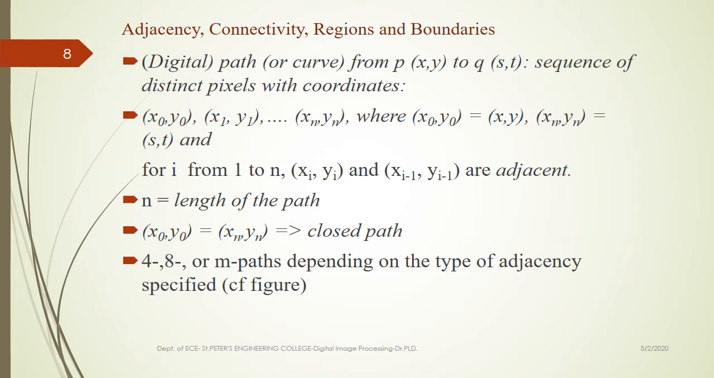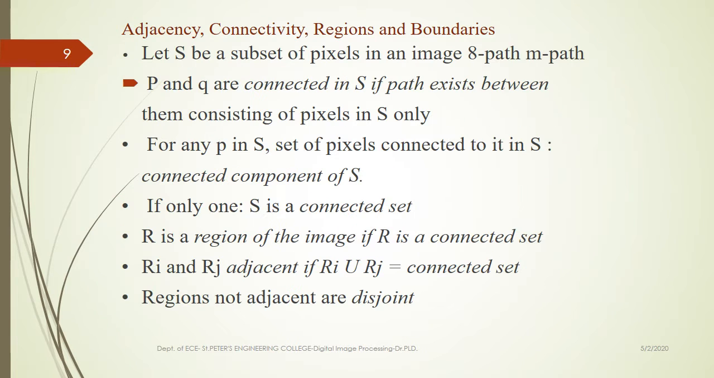Then 4, 8 or M paths, depending on the type of adjacency specified, which we already came across in the last figure's explanation: 4 adjacency, 8 adjacency and M adjacency. The ambiguity of 8 adjacency gets minimized with M adjacency. These are the options between the pixels, but here let S be a subset of pixels in an image.